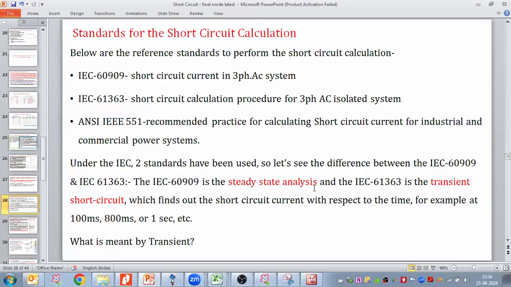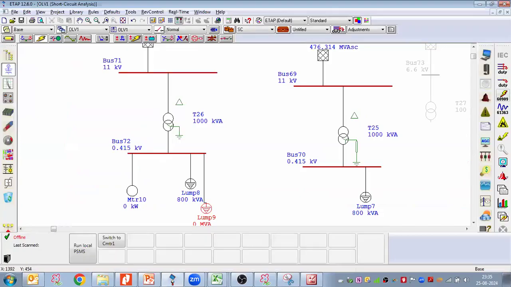And 61363 is the transient short circuit, which finds the short circuit current with respect to time, for example at 100 milliseconds, 800 milliseconds, or 1 second. So this is the difference between 60909 and 61363. 60909 is the steady state short circuit current. 61363 is the transient short circuit current, which provides the short circuit current with respect to time, at what time what short circuit current is coming.